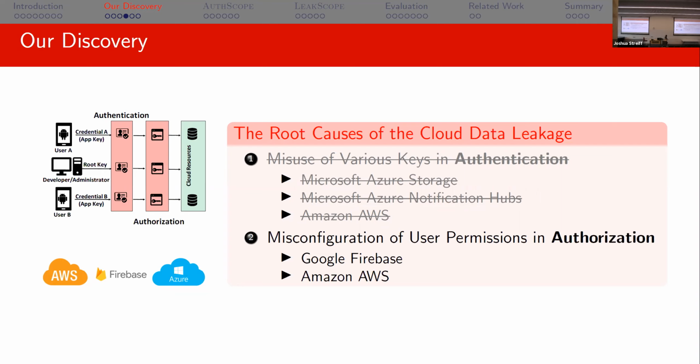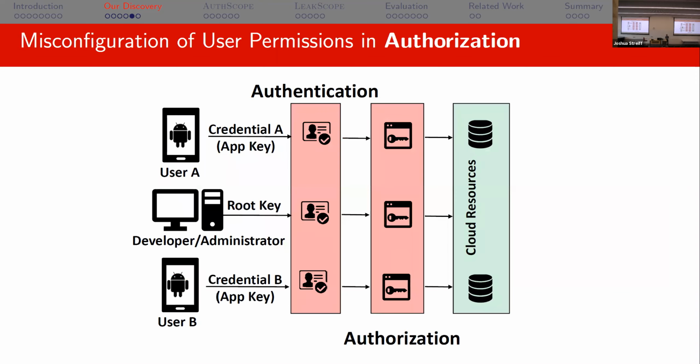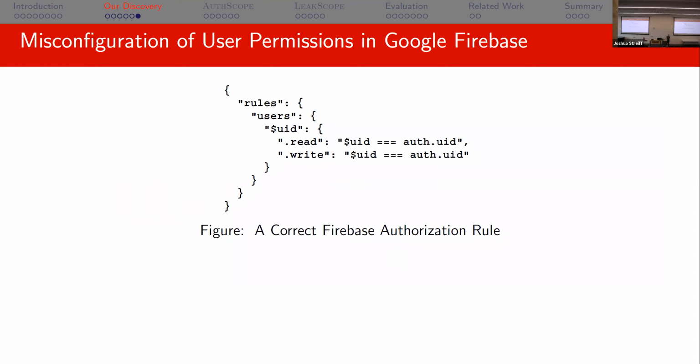The second one is misconfiguration. Why could people make mistakes in configuration? The reason is that the configurations are too complicated. For Google's Firebase backend, you give developers a programming language to write the configuration. You can imagine that sounds very complicated, so of course there will be bugs and vulnerabilities. Here are some examples of configuration in Google Firebase, which is a real-time database.